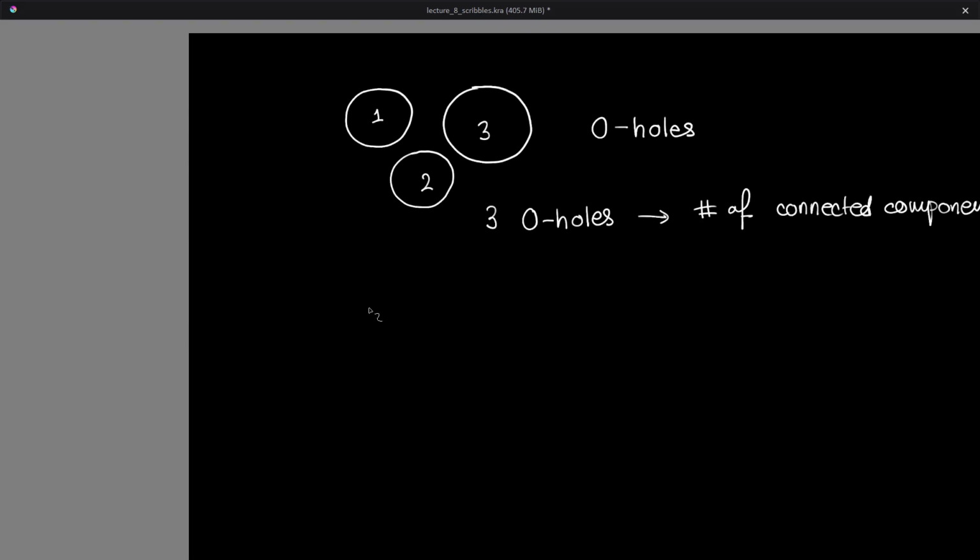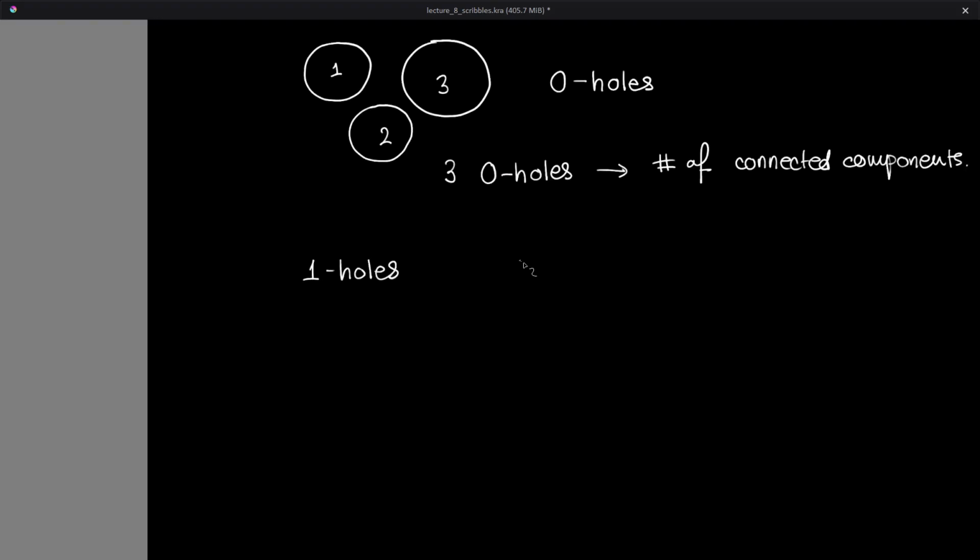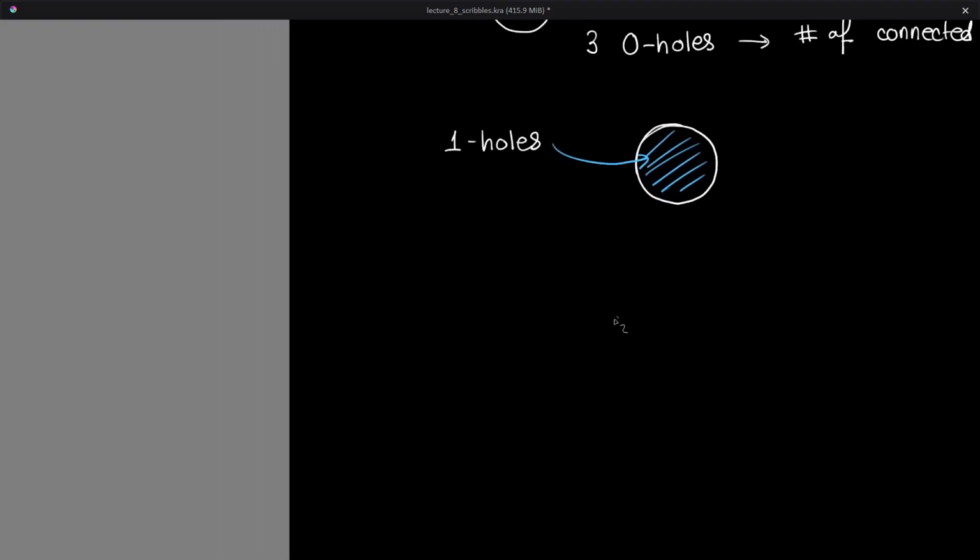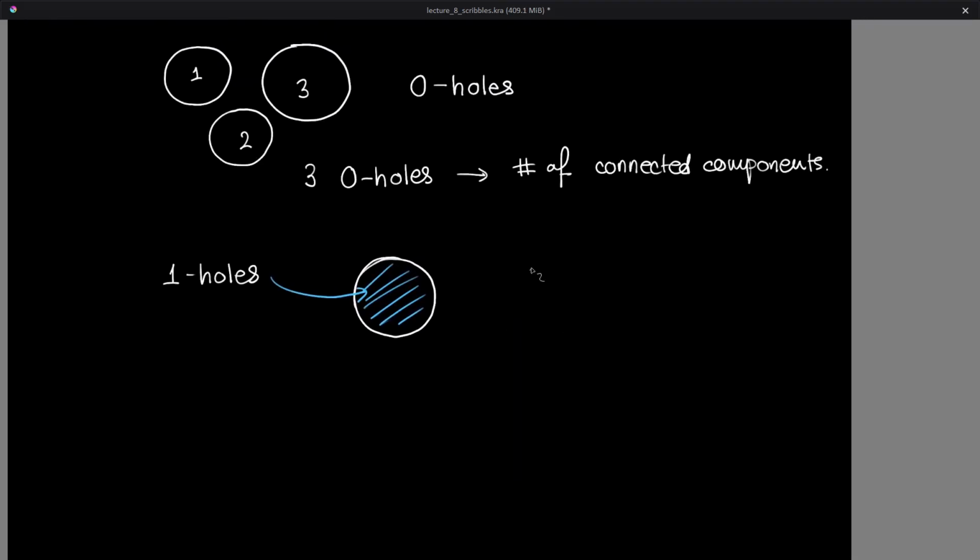And so then we get 1 holes. These are the ones that you might be familiar with. Let's draw a circle. The hole in the center of the circle is a 1 hole. So it's this gap right here. That's a 1 hole. And 2 holes are cavities.